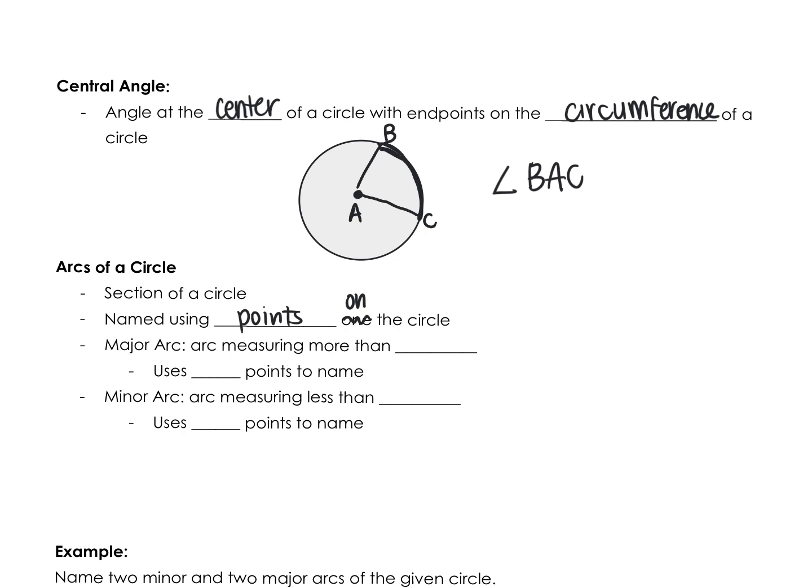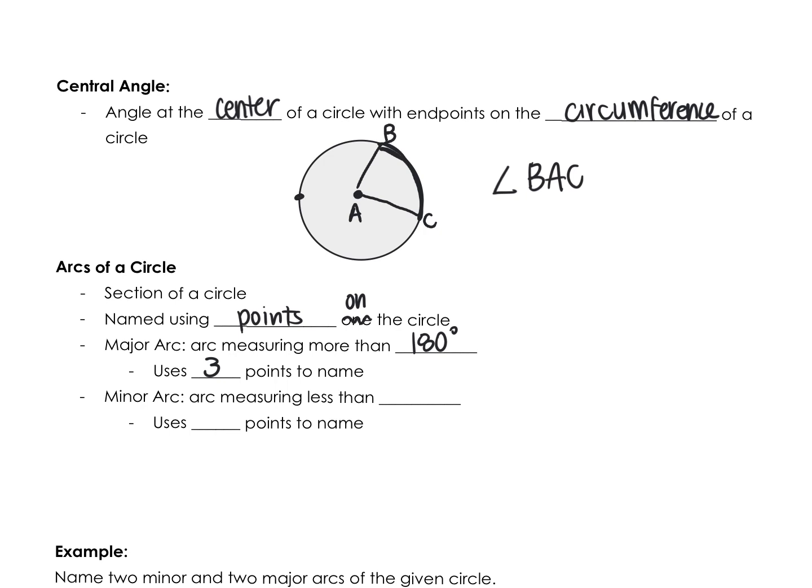Okay. Now, there are such things as major arcs and minor arcs depending on what you're looking at. Because in that circle, how do I know if I'm looking at BC between them or BC around the outside? So the way we distinguish between the minor and the major arcs is depending on the number of letters we use to name it. So a major arc is an arc measuring more than 180 degrees, and we use 3 points to name it.